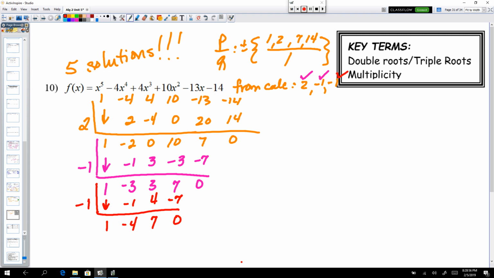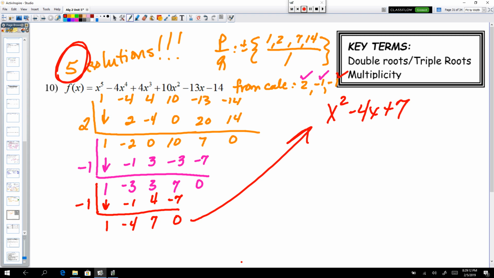Now, I've taken care of all 3 of those, I'm out of roots, and I'm still looking for 5 total, right? But thank goodness, I am now down to something that is x squared minus 4x plus 7. I'm down to a quadratic, right? And that's always my goal. Get me to a quadratic that I can work with because I've got tools galore to find solutions for quadratics.